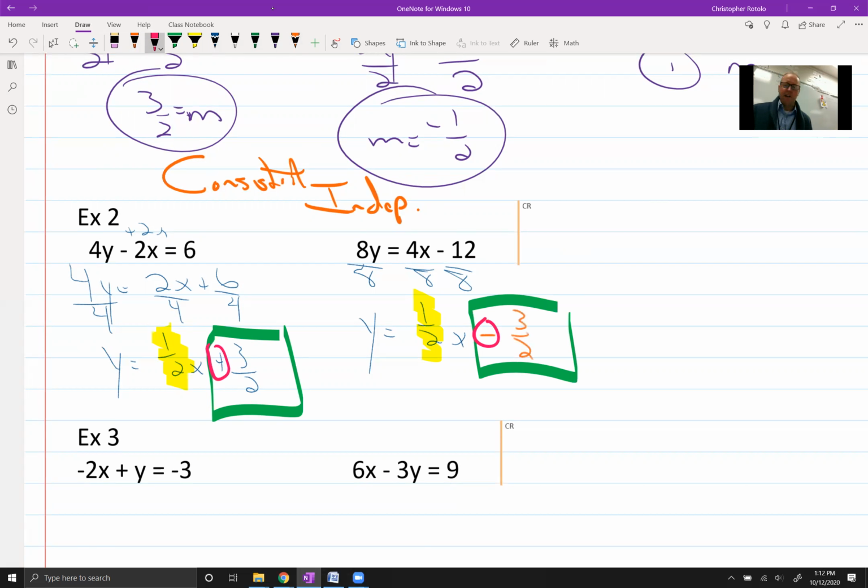All right, so if I have the same slope with different y-intercepts, is that the same line or are those parallel lines? Parallel lines. Okay, so we got to go through this thought process. If they're parallel lines, that means there's no solution. And if there's no solution, that means this is inconsistent.